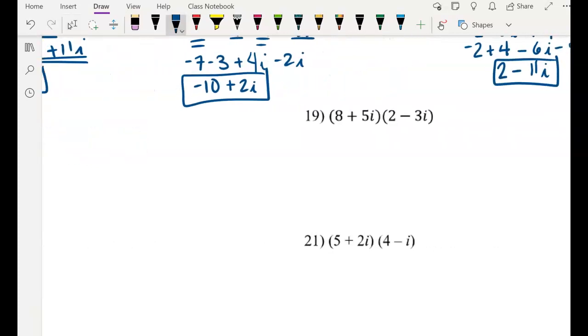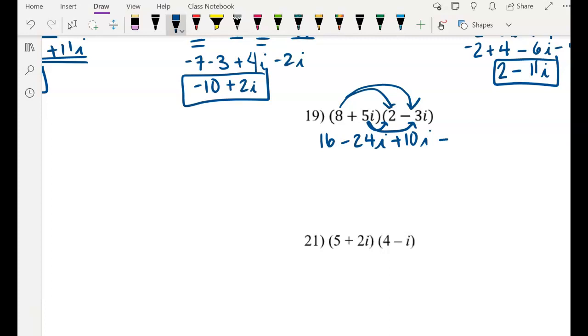19, you will need to FOIL. So 8 times 2 is 16. 8 times negative 3i is negative 24i. 5i times 2, positive 10i. 5i times a negative 3i, students. Okay, that means you're going to have a negative.